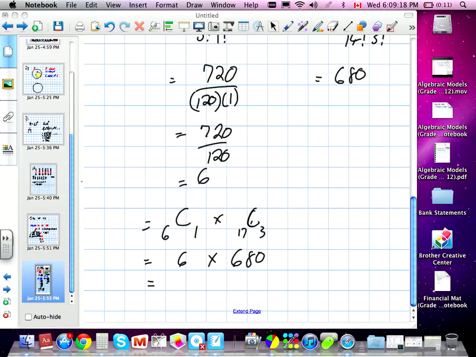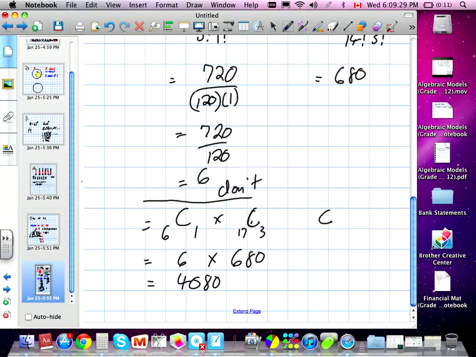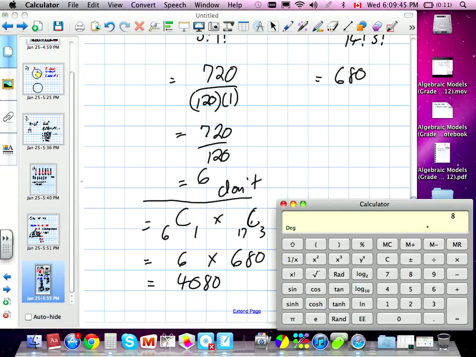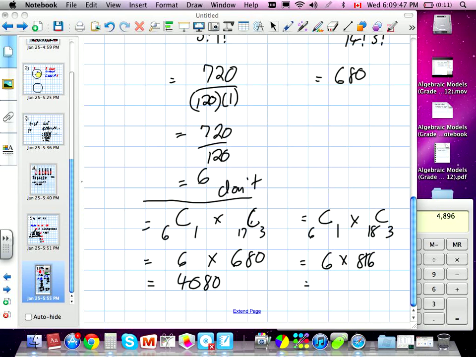If they do double count piano, we get 6C1 times 18C3. Do you want to solve this one quickly? I got 816. So 6 by 816 is 4,896. So if they're allowed to use that same piano piece twice, it increases it by almost 800 more options.